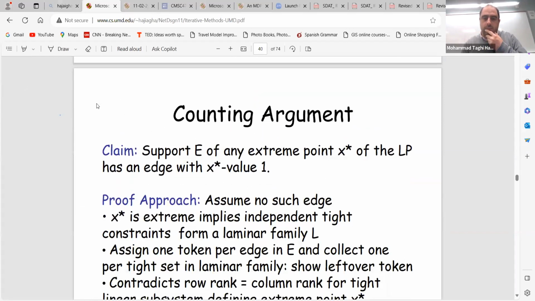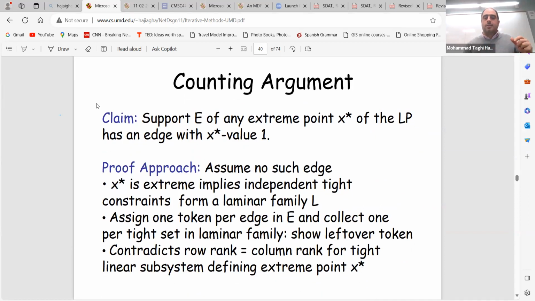Good. Now, the counting argument. I want to say that there should be one variable with a value of at least one. Otherwise, it is not the case. So how many variables x_e do I have? Because all of them are fractional, the same as before. This is the token argument, which is used a lot in the next ones. This is the generalization of the previous.